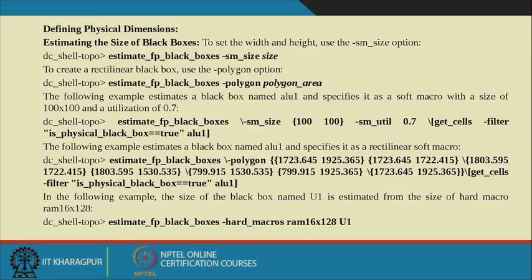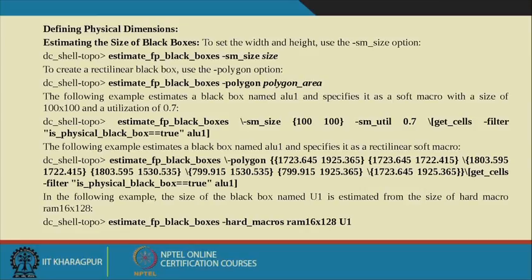Estimating the size of a black box. To set the width and height, use the -sm_size option. Here you can write the command estimate_fp_black_boxes -sm_size with the size value. Whether it will be a rectilinear shape or a rectangular shape, you can mention with the command estimate_fp_black_boxes -polygon with the polygon area, which may be rectilinear or rectangular.